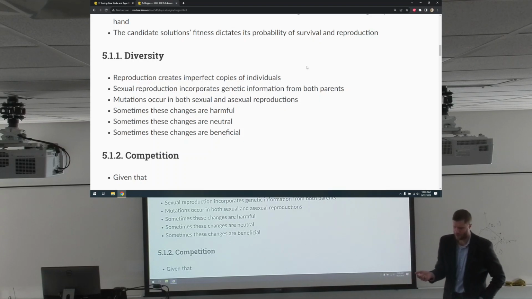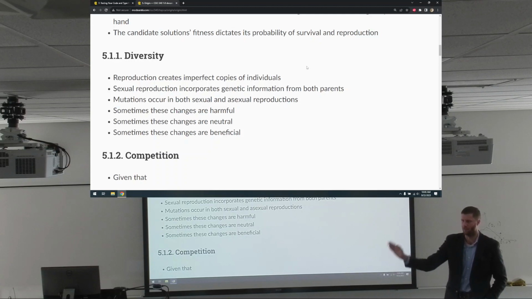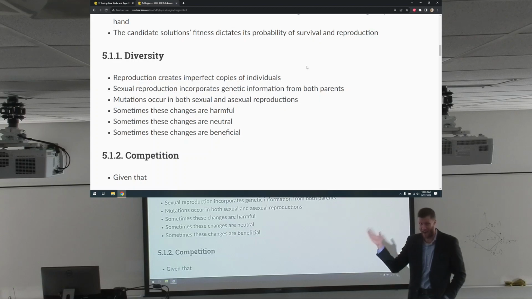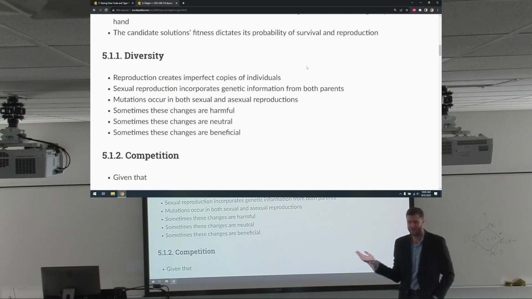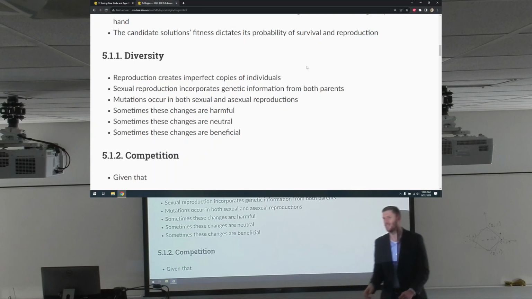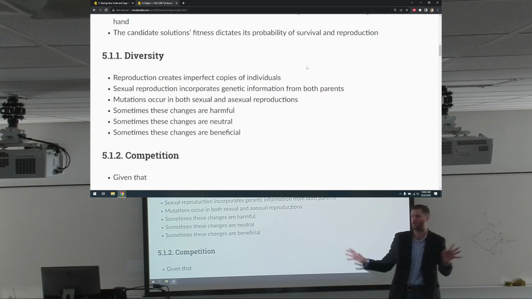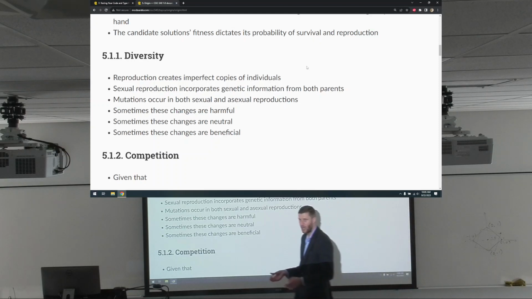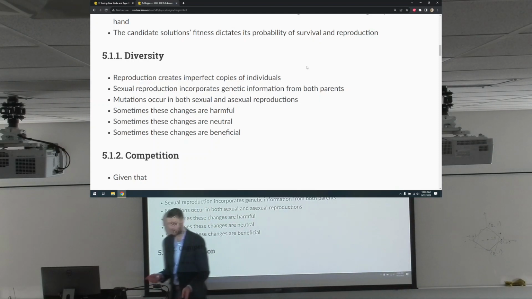Negative changes don't take long to disappear. Positive changes take forever to happen. Because there's no one going, that was good, do that more. No, there's no force like that acting on it. It's just the creature doing its thing. And if some of the changes affected its ability to do its thing in its environment in a good way or a bad way, that's it.